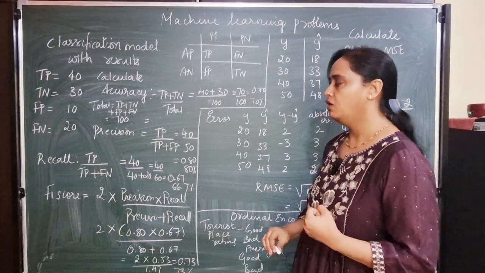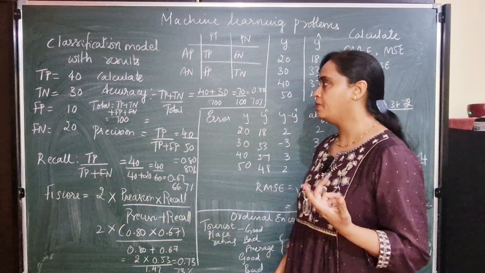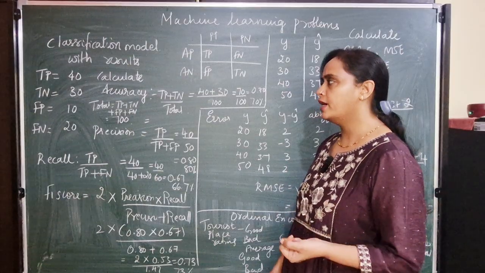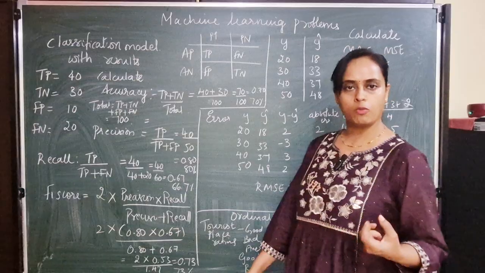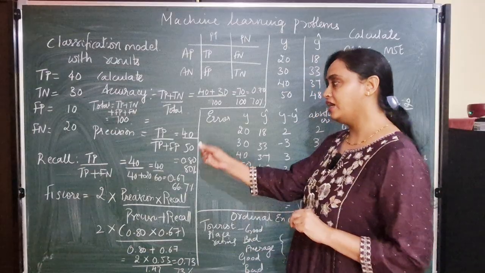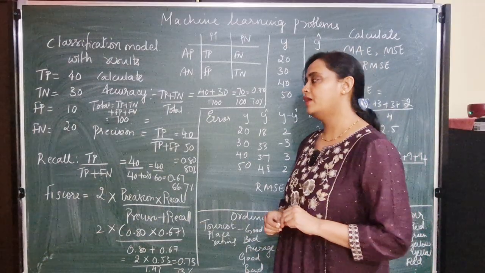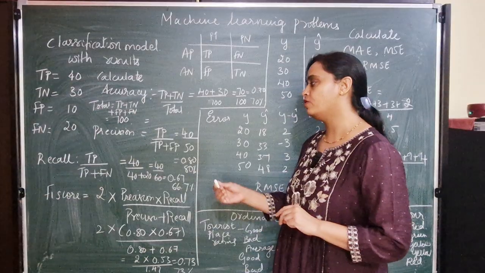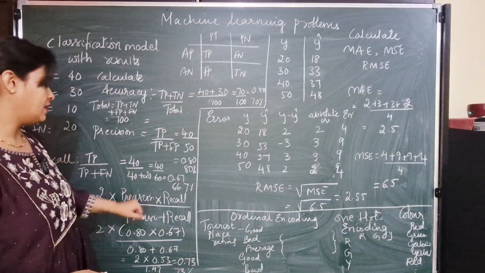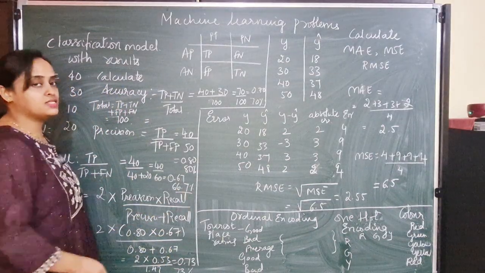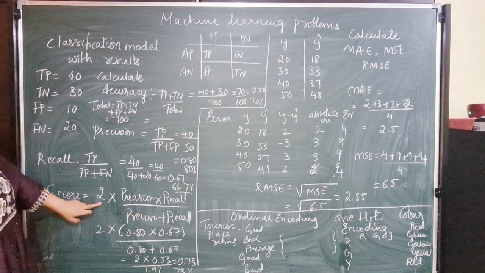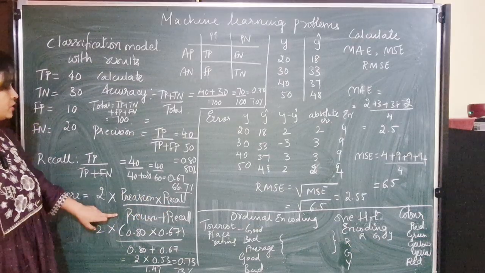Next, precision. TP by TP plus FP. So true positive given is 40, and true positive and false positive together make 50. So 40 by 50 is 0.80. Precision is 80%. Recall. True positive divided by true positive plus false negative, 40 by 40 plus 20, which is 40 by 60, that is 0.67, which is 66.7% is the recall.